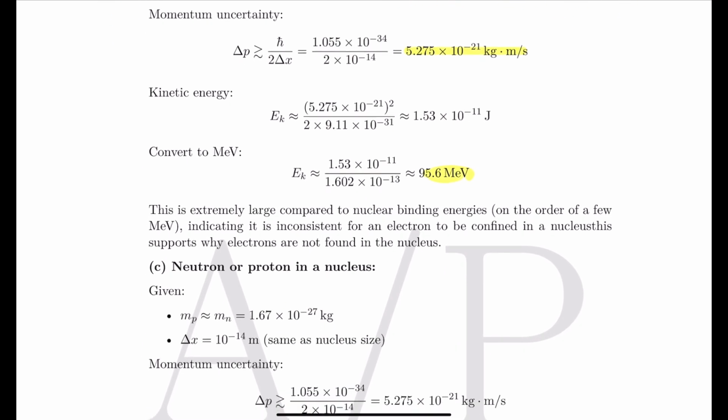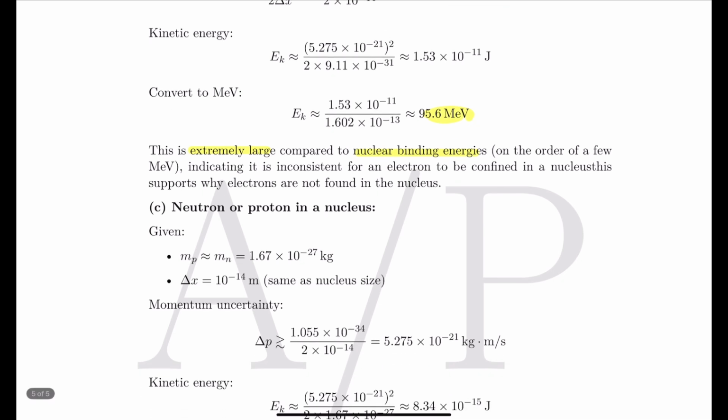So this is extremely large compared to the nuclear binding energy. This is not consistent with the experimental finding. That is why even Heisenberg's uncertainty principle leads to the same conclusion, that an electron cannot be inside the nucleus. Okay, and this has been the PYQ.